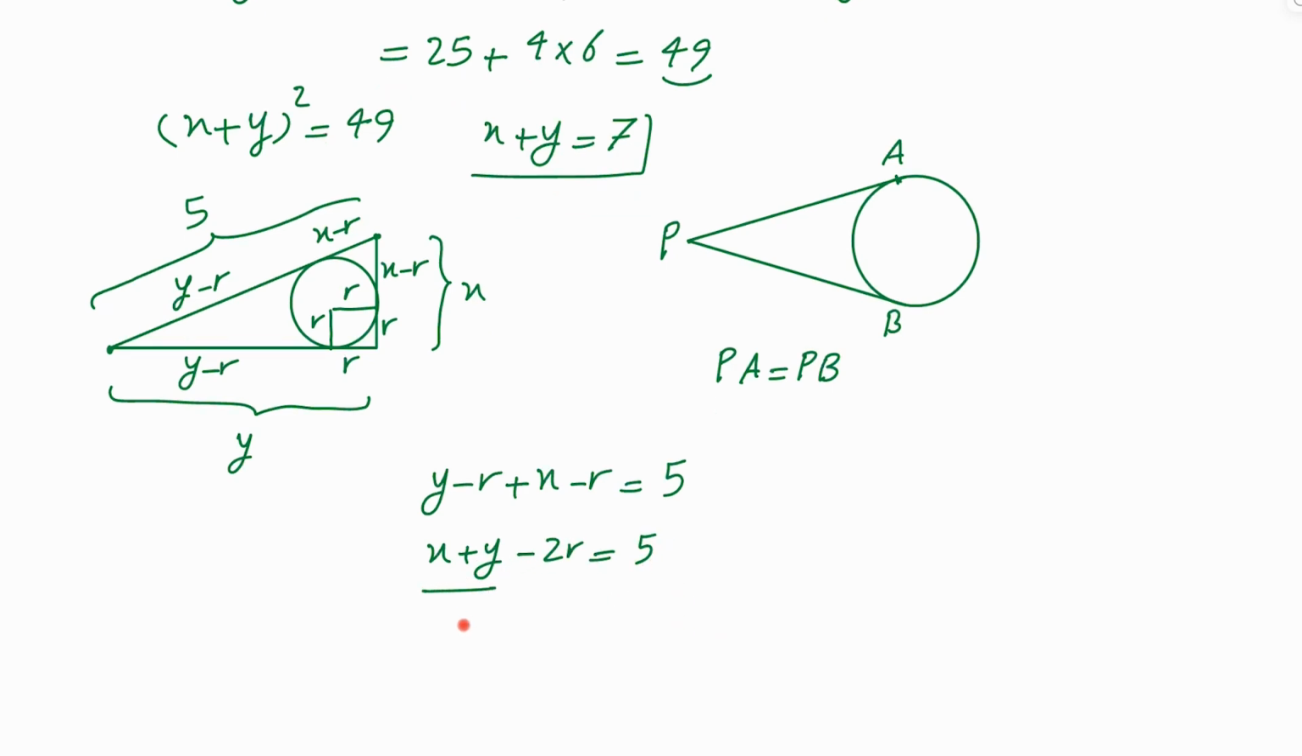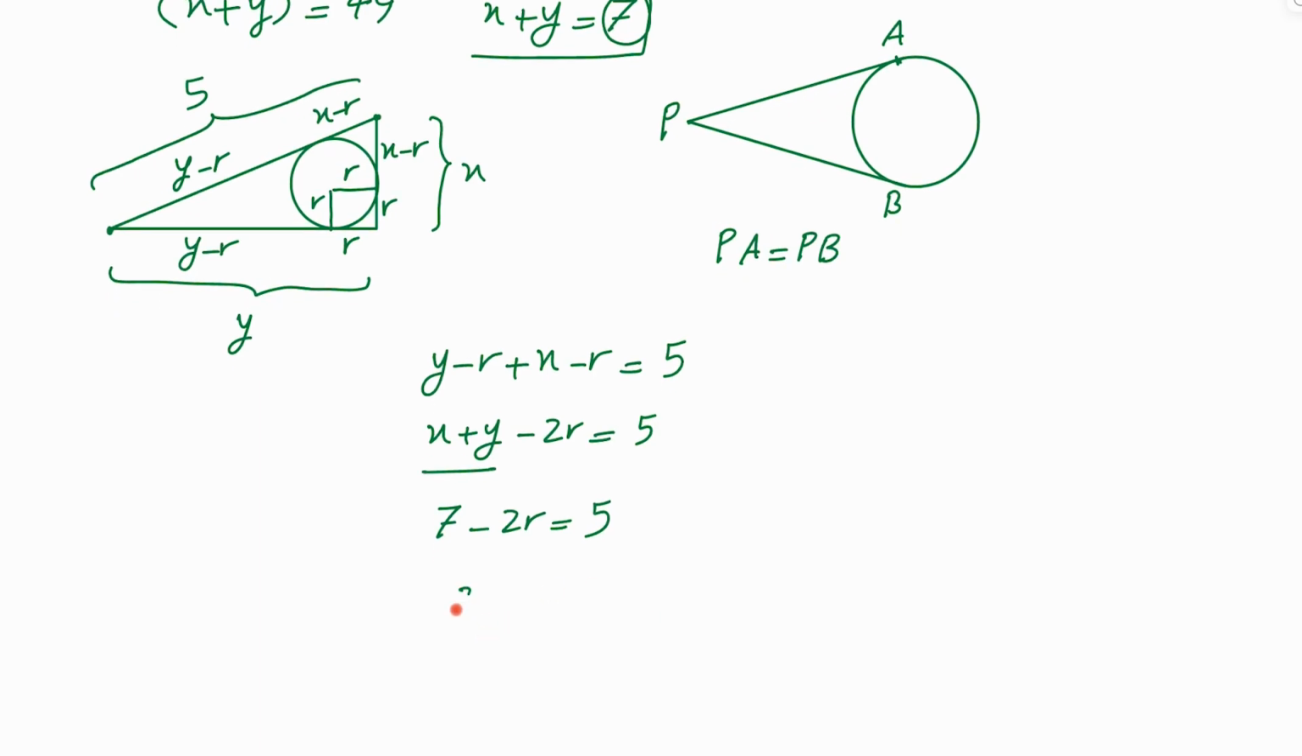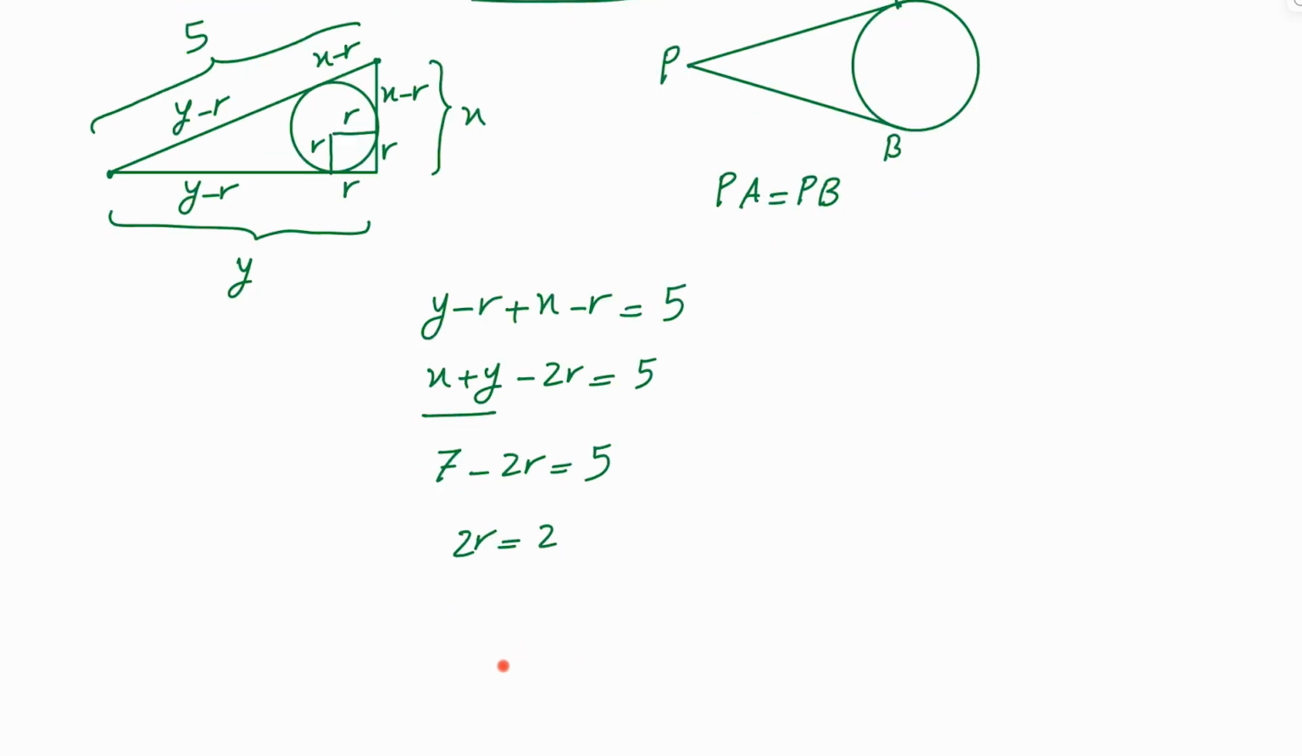So we know that x plus y is equal to 7. So we can substitute this value. 7 minus 2r is equal to 5, and we can add 2r to both sides and subtract 5 from both sides. Finally, we will get 2r is equal to 2, and if we divide both sides by 2, we will get r is equal to 1.